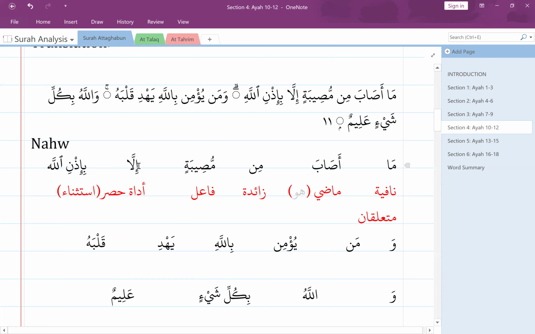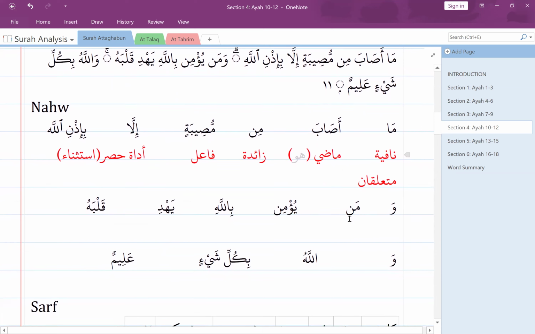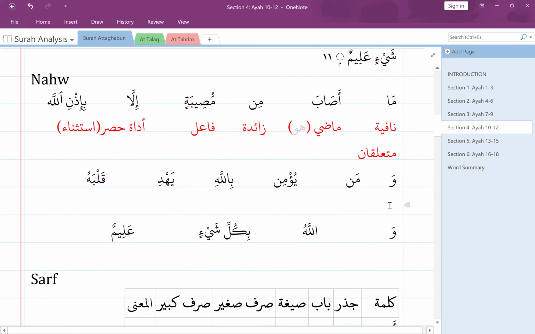Remove ma, remove illa, and ask yourself, okay, so I have my fi'il here, my fa'il here, so this is definitely my muta'alliq bil fi'il. That's how you understand that in a very simple, easy way. And again, we will see that when it comes to ayah number 13, inshallah, how the grammar comes. Any questions on that? Okay, great. Then we have wa.